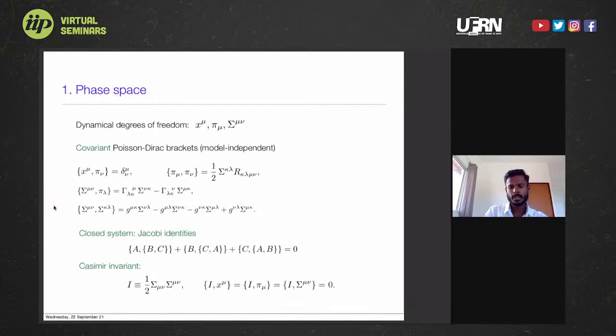Right? So, having defined the spin tensor, now let us look at the phase space. The phase space of the spinning particles has 3 quantities here: the position coordinate x mu, the covariant momentum pi mu, and the spin tensor sigma mu. So now we compute these covariant Poisson-Dirac brackets for different combinations of these dynamical degrees, and it is given here. And this is formulated based on the condition that these dynamical quantities should obey the Jacobi identities and the Casimir invariant as given here. And the most important thing is these brackets are model independent, which means we can choose any Hamiltonian irrespective of these brackets.